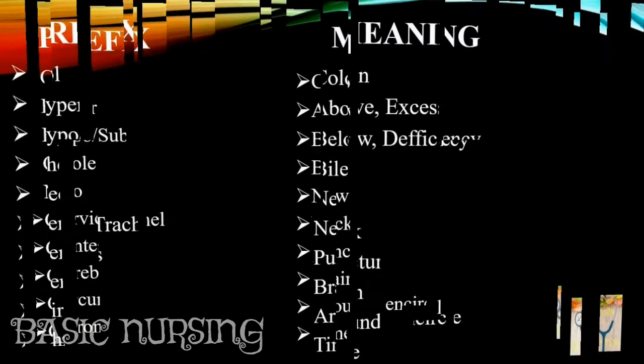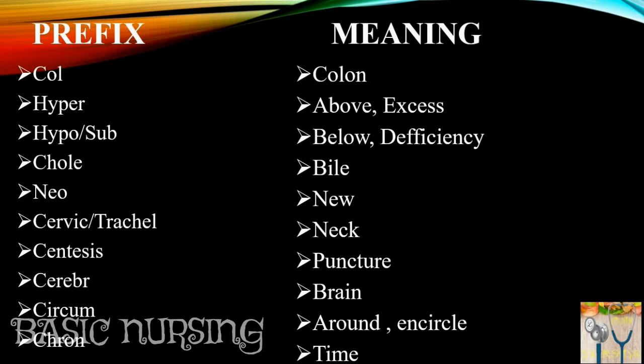So we have examples of prefixes with their meanings here. Col means colon with their full meanings. Hyper means above or excess. Example is hypertension. The next one is hypo or sub, meaning below or deficiency. Example, hypotension. Coli means bowel. Neo means new. Example, neonatal.